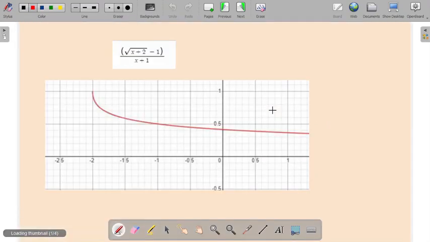Let's see the graph of this function. The graph of this function is like this, and this is our value minus 1. Can you see the point minus 1 here? This is minus 1. So when my graph is approaching minus 1, you can see that this point is approaching from the left and from the right as well. And this point is 0.5, which equals 1 by 2.